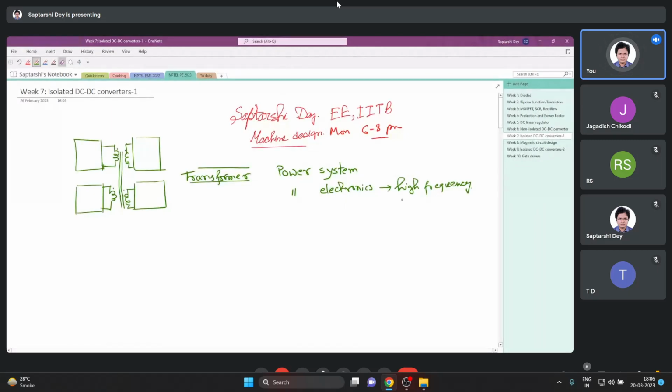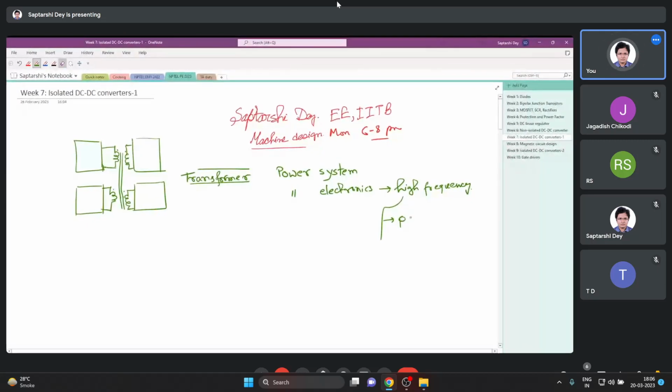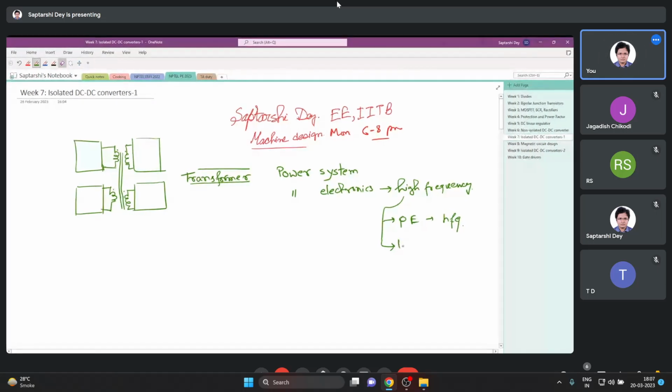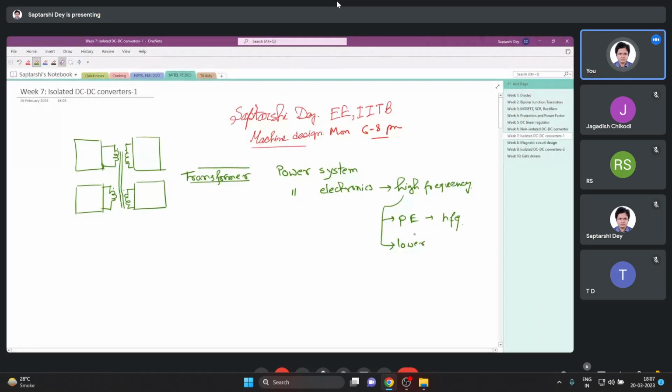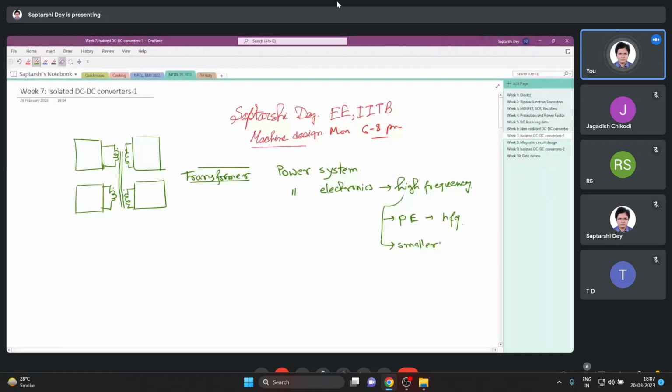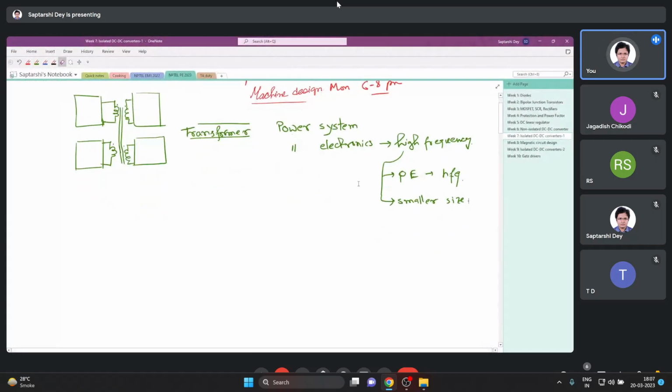Why are they high frequency transformers? Primarily because the converters themselves operate at high frequency, and a secondary reason, which is also very important, is that just like an inductor of a DC-DC converter, the size of a transformer also reduces with the increasing operating frequency of the transformer.